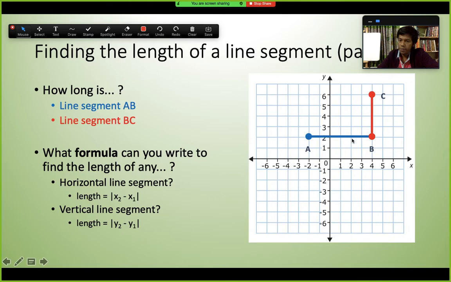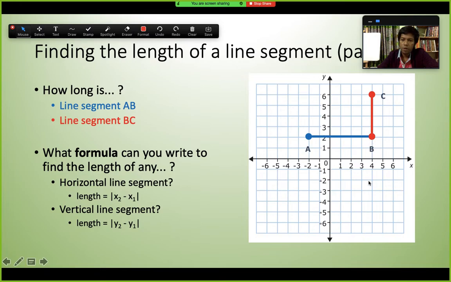Or if the coordinate plane is given, you can just count the boxes. Since all the boxes are 1, 1, 1, 1, you can say 1, 2, 3, 4. The distance is 4 here. 1, 2, 3, 4, 5, 6. The distance is 6 here.